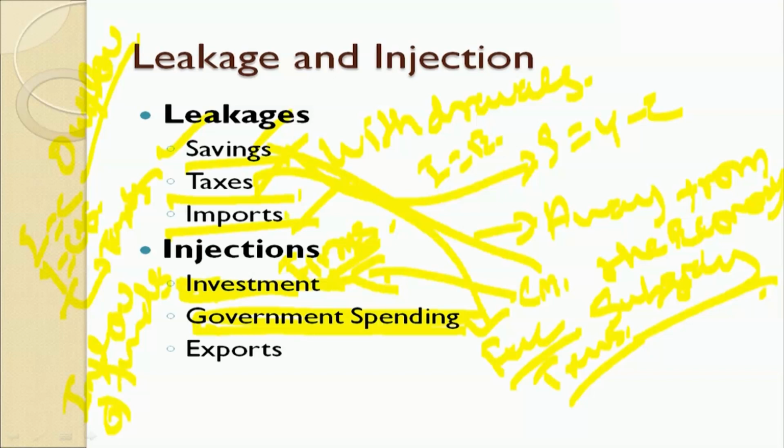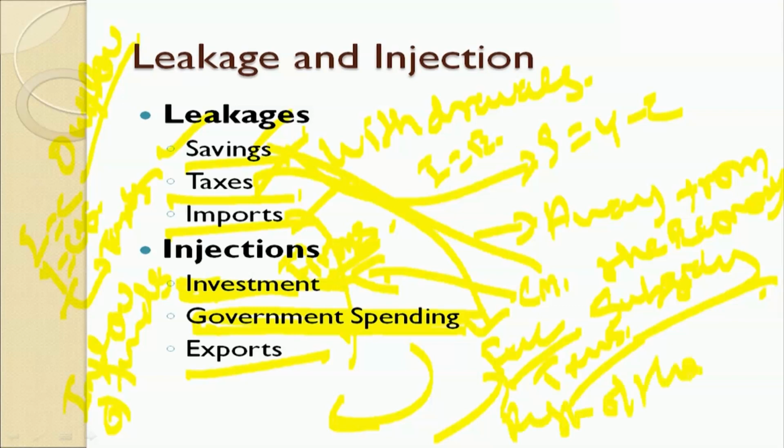The last one: the imports, which we have covered in the form of leakages. Corresponding to the imports, we have exports. What is export? The goods and services go away from the country. We sell the goods and services out of the country and receive income from the rest of the world. So the income generated from the rest of the world is infused into the economy. This we call exports.